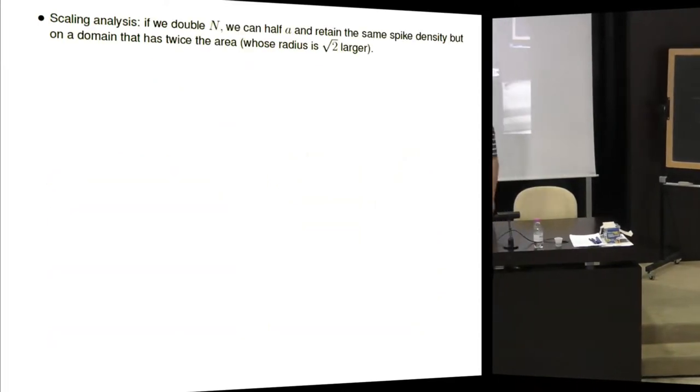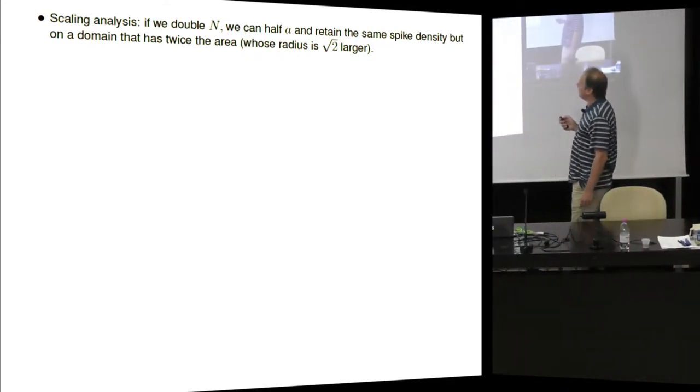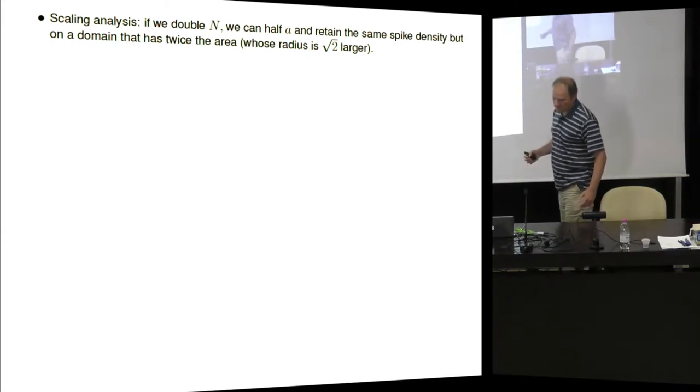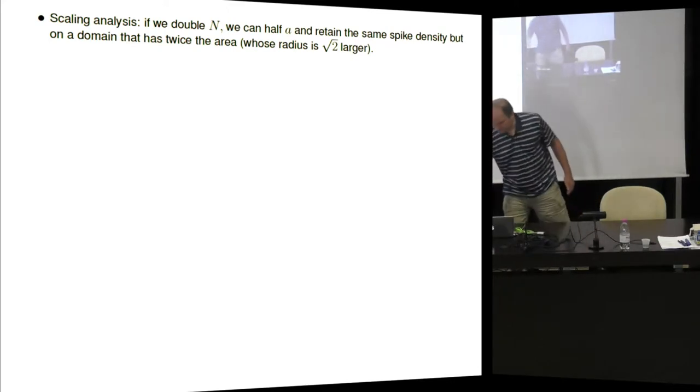Okay, and I should mention the scaling: if we double n and halve this parameter a, then you get the same spike density, except the area of the domain doubles in size. So the radius is multiplied by the square root of 2.